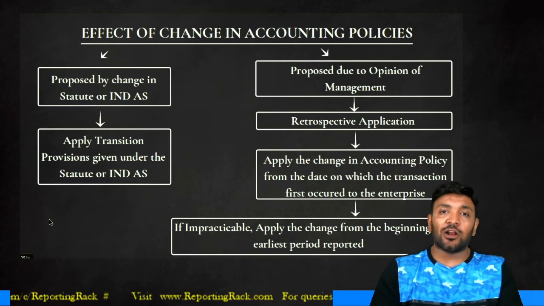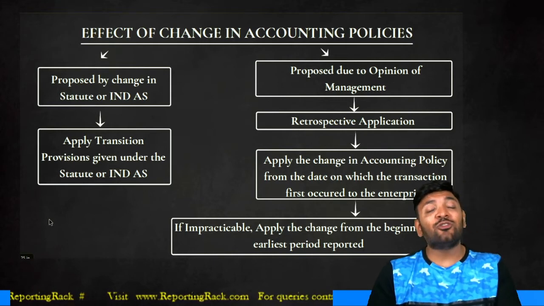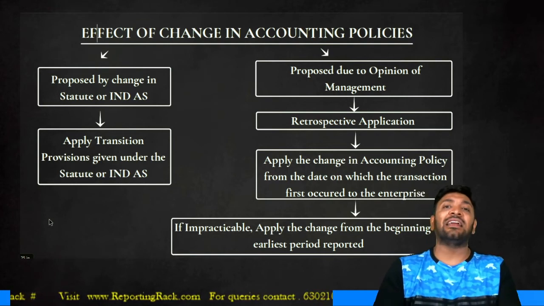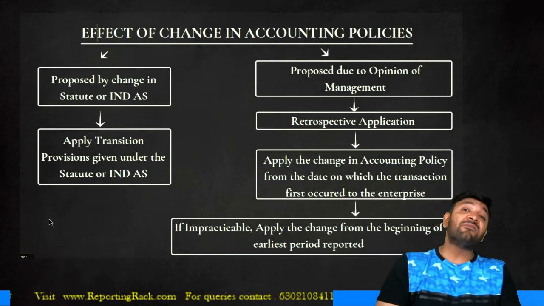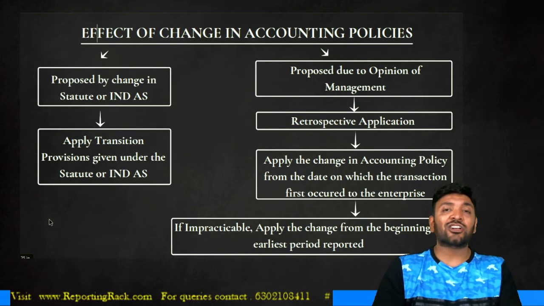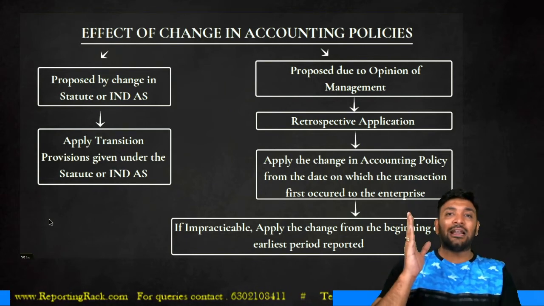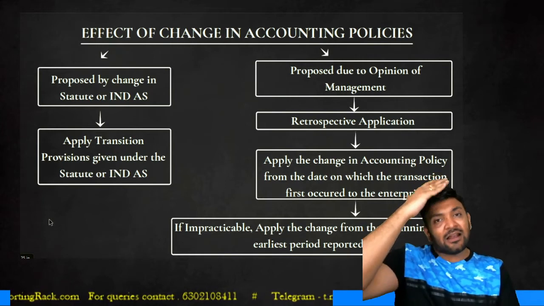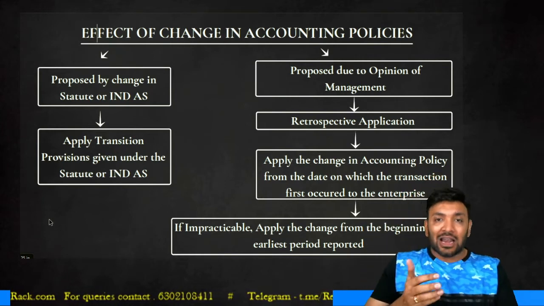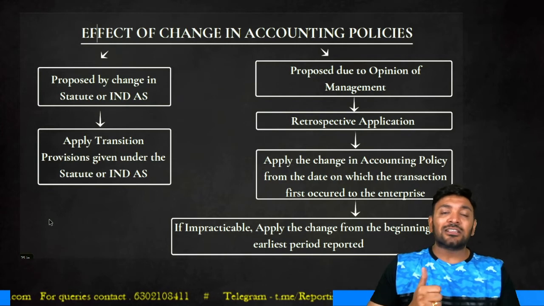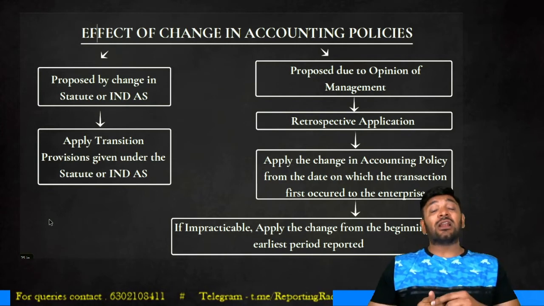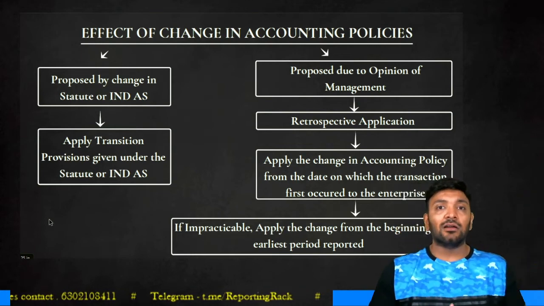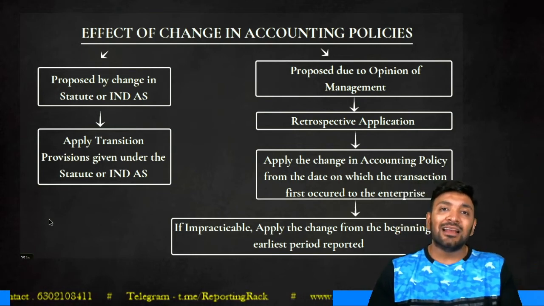Say you change the inventory valuation policy. So you have to change the accounting policy from the date on which the first transaction regarding inventory occurred, the first time when you issued inventory for production. Sir, 35-year-old enterprise, my first inventory issued was 35 years back. From then, FIFO I followed. Now I'm following weighted average. Suddenly a change in accounting policy. You're asking me to give an effect of this change from 35 years back. Is it possible? Is it practical?